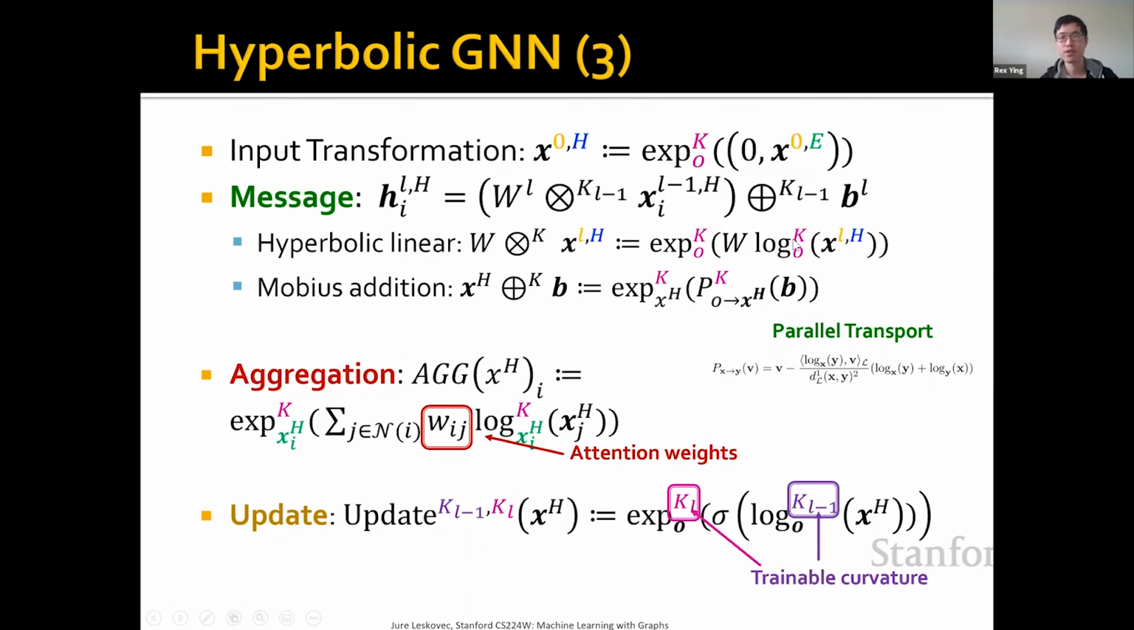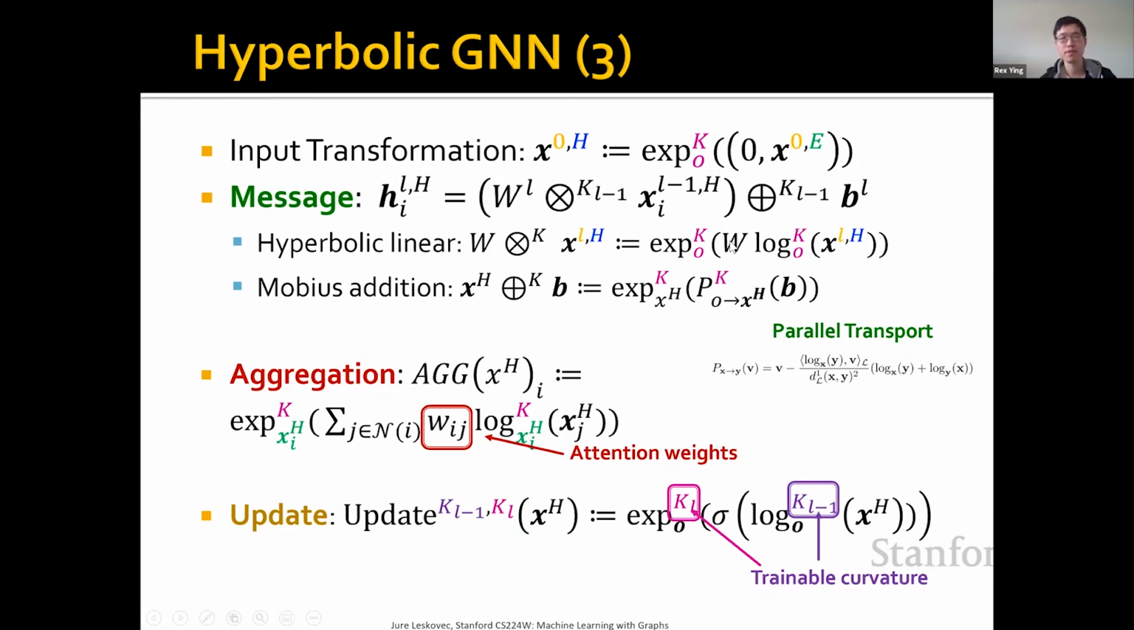So we first use the logarithmic map to map the hyperbolic point to the Euclidean tangent space at the origin. Here this O means origin. We perform this matrix multiplication in the tangent space, and because the tangent space is Euclidean, this operation is well defined.